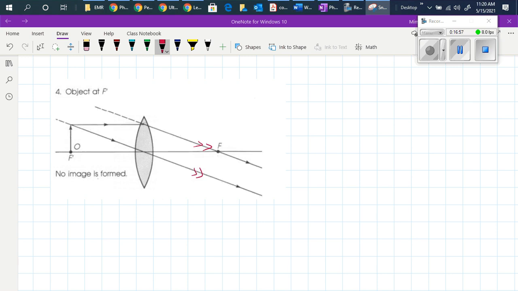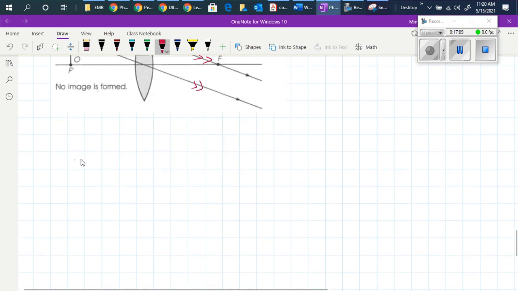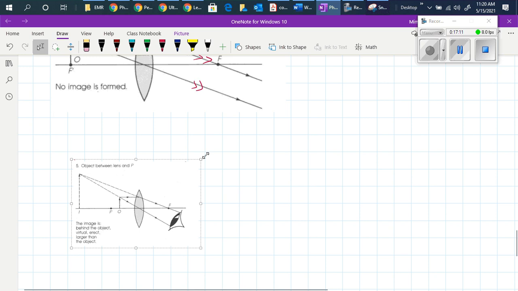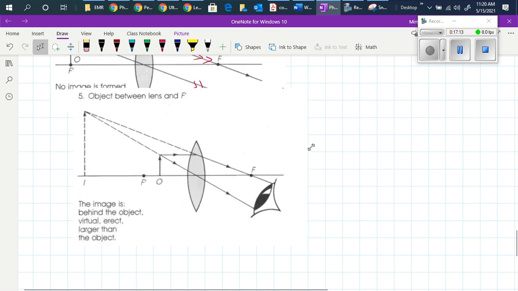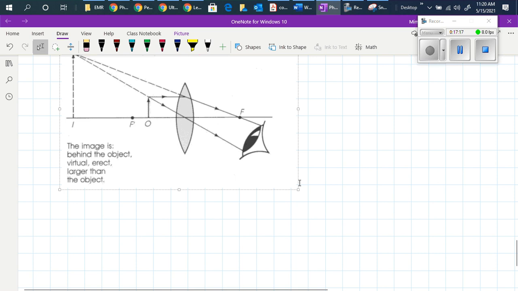The distance of the object is equal to the focal length, so the distance of the image will be non-existing. And the last one is when we have an object that is between the focal point and the lens.